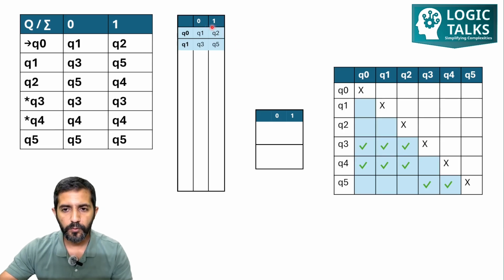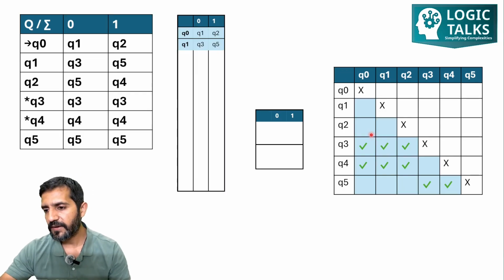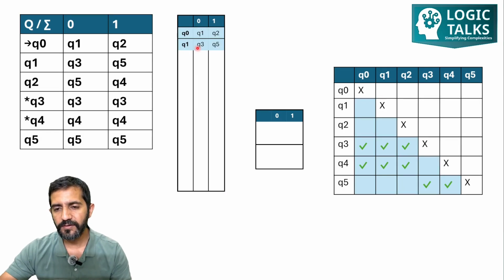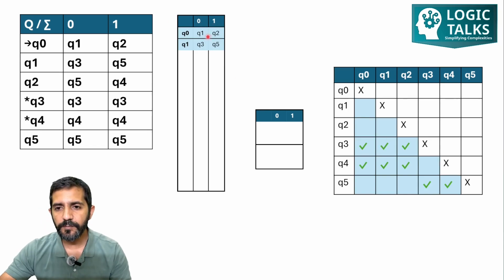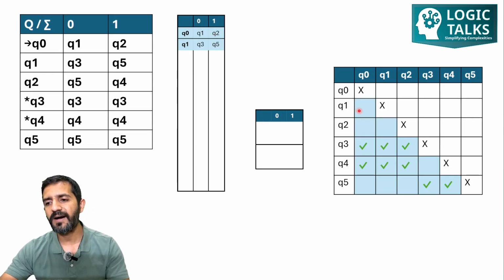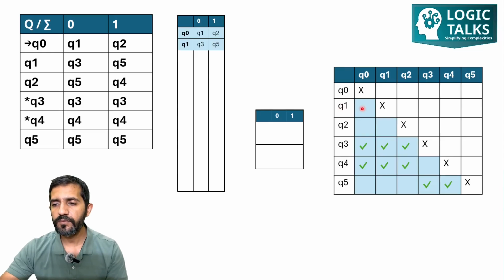Now see the resultants of these transitions very carefully. We have Q1, Q3 as one pair and Q2, Q5 as another pair. Now we have to see in the table whether Q1, Q3 is marked or not. Yes, Q1, Q3 is marked. If any of the pairs is marked, either Q1, Q3 or Q2, Q5, then we also have to mark Q0, Q1.